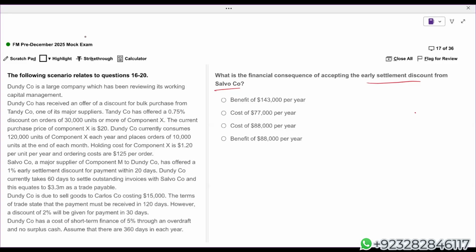What happens due to early payment? There will be reduction in trade payables. And due to reduction in trade payables, finance cost will increase. So you have to just compare two things: the amount of the discount which you are getting due to early settlement, and the second is increase in the finance cost due to reduction in trade payable. Either there will be net benefit or there will be net cost. Let's see.